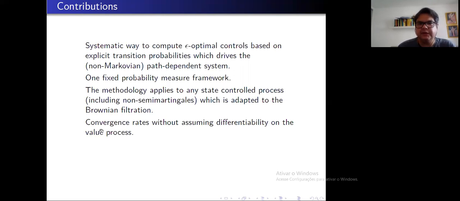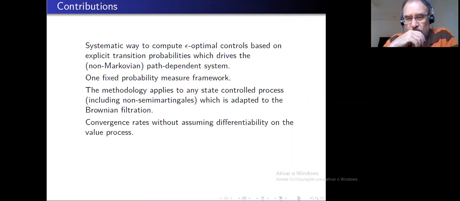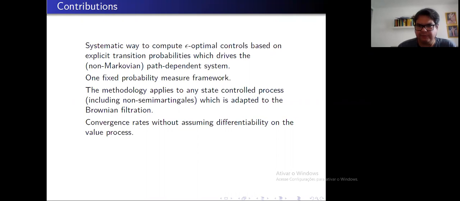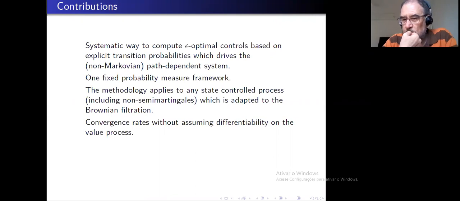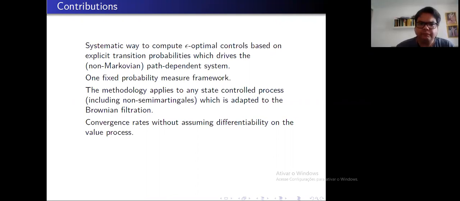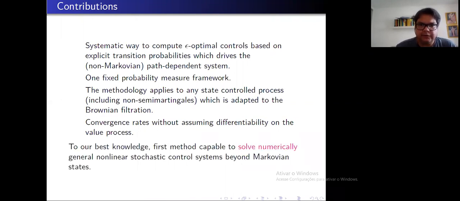because for the value process, it's difficult to imagine concrete examples with differentiability assumptions. For people who are familiar with the Markovian case, the value process can be reduced to the value function, which is the solution of a PDE, and we consider the PDE in the viscosity solution sense. So it's difficult to assume this kind of differentiability, even in the Markovian case. To our knowledge, this is the first method to solve numerically stochastic control problems beyond Markovian states.